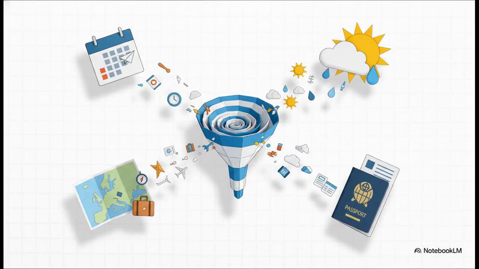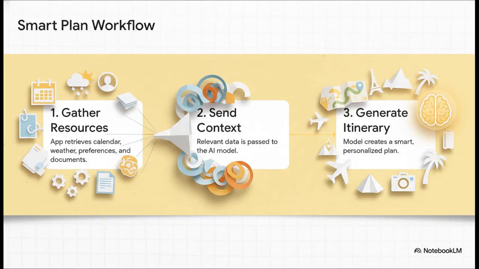And boom, the application gets to work, pulling together all the relevant resources. It checks your calendar to see when you're actually free. It uses a weather template to look up the forecast for your dates. It might even pull your travel history to see what you liked or didn't like on your last trip to Barcelona, and it finds your digital passport file just in case. It's gathering everything.